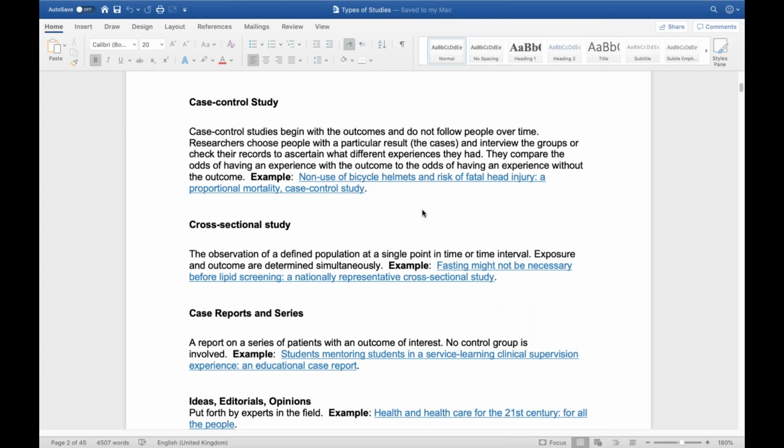retrospectively. Case control is usually retrospective, and it's called case control because there are 2 groups, a control group, which is the normal people, and the other group, which is the people who had the pathology. So we have an example here. Non-use of bicycle helmet and risk of fatal head injury, a proportional mortality case control study. So they studied some people who were wearing helmets and some without helmets, and just compared what happened.